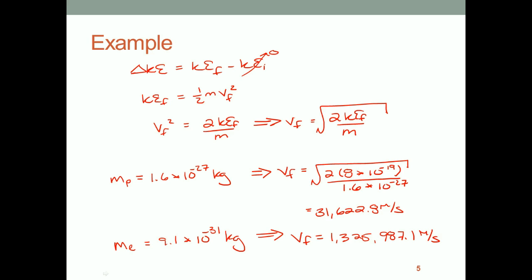So they both have the same kinetic energy, but because the proton is much more massive than the electron, it is moving much more slowly when it hits the wall. Because the electron is moving so much more quickly, it reaches the wall first, which is the answer to the last question.